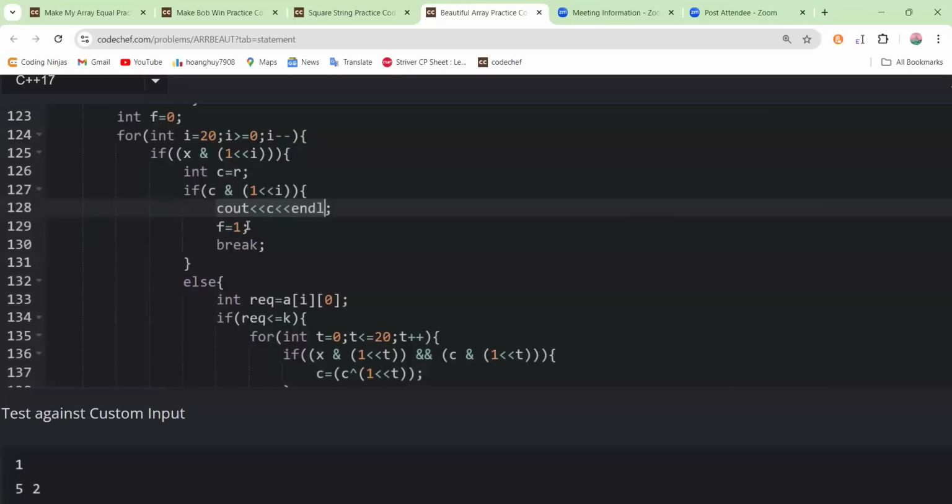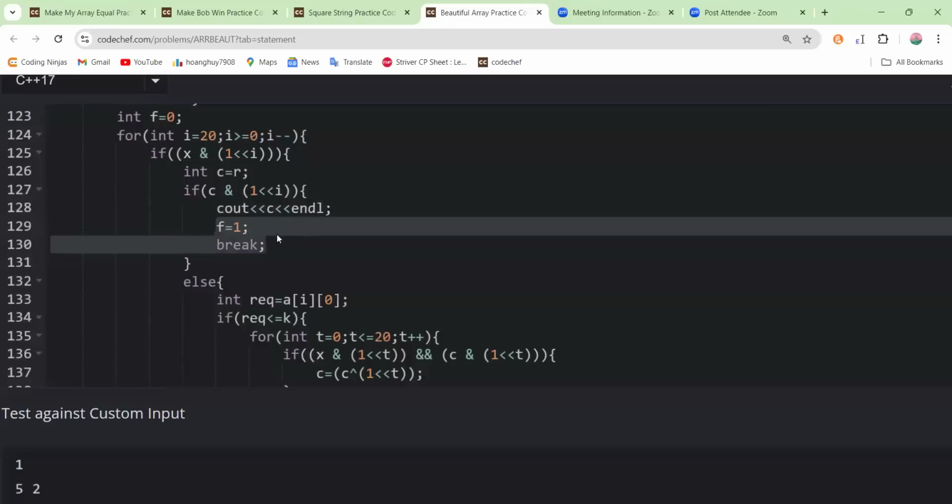So I simply output C, mark F as 1 and break. So now you would all be able to relate what F means. F means that we are printing the result. If we are printing some result, we mark F as 1 and break.